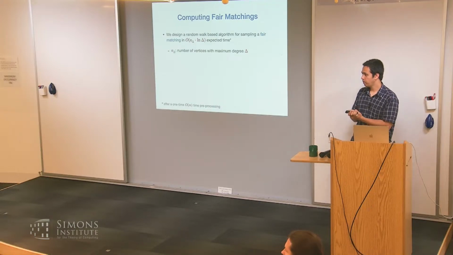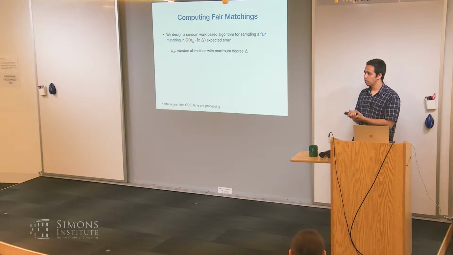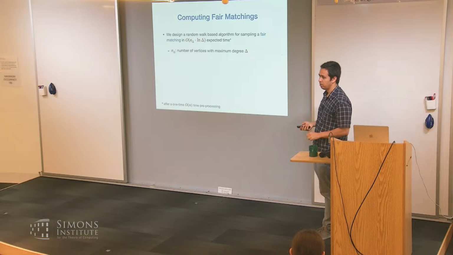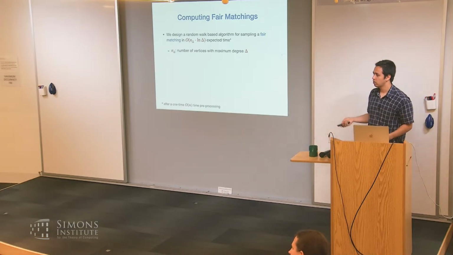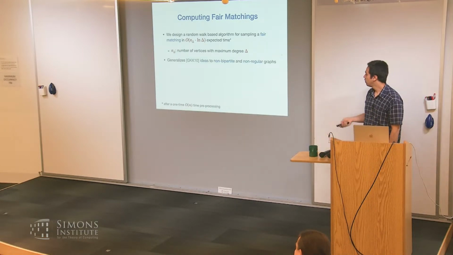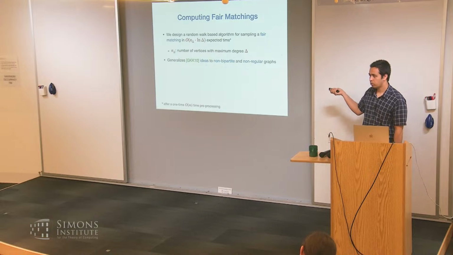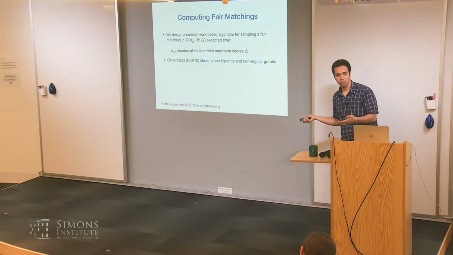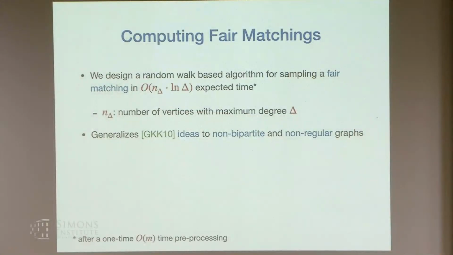So suppose everything was delta regular, does the definition of fair matching imply the size is at least large? It's 1 minus 1 over delta, which is the integrality gap of the matching polytope, for fractional matchings. And proving this basically requires generalizing this GKK approach, the random walk approach from sublinear time algorithms, to non-bipartite and non-regular graphs.